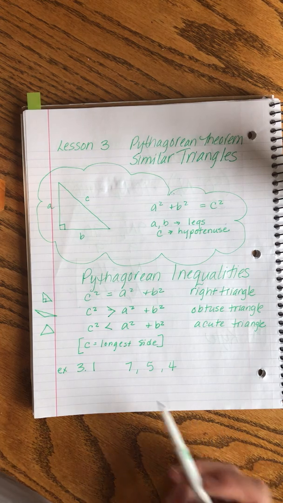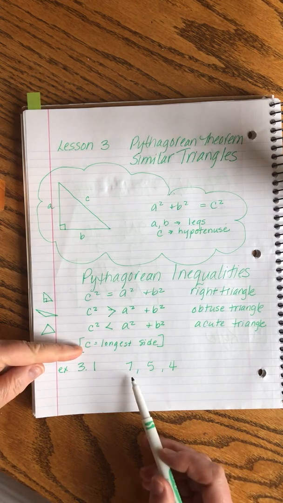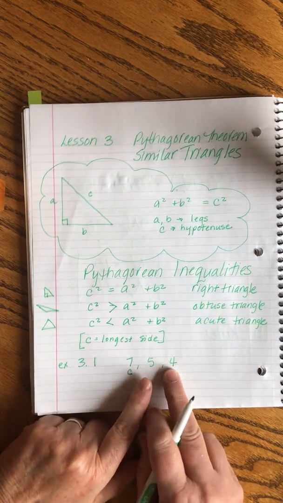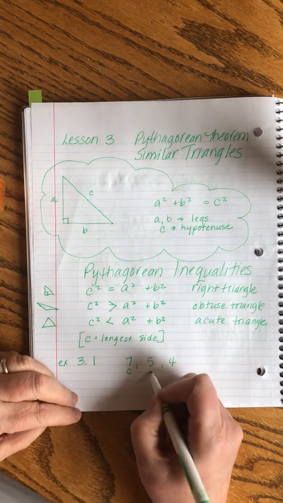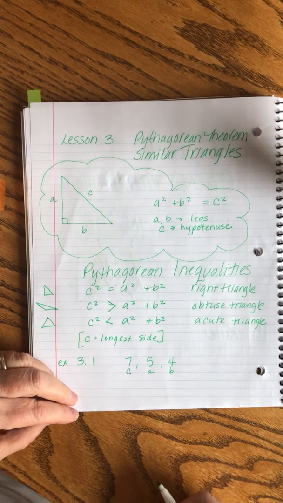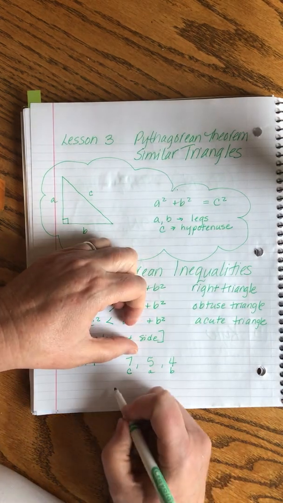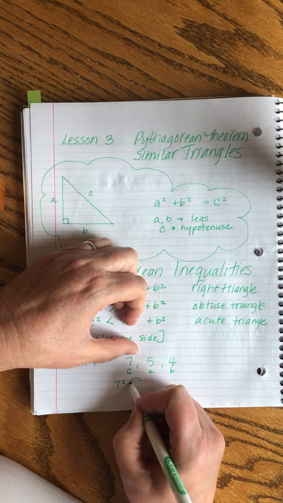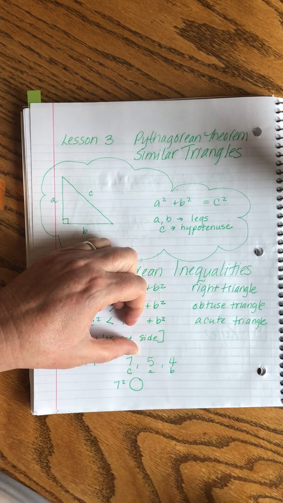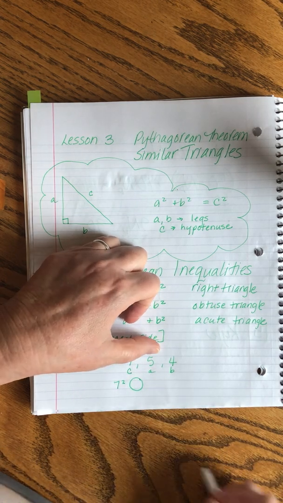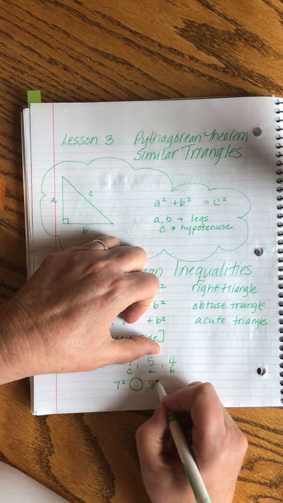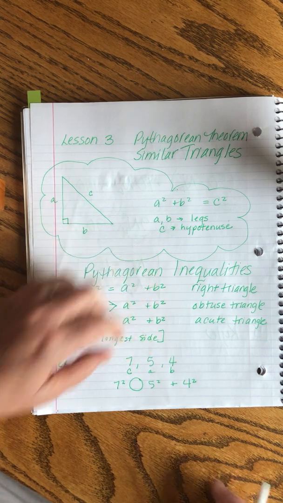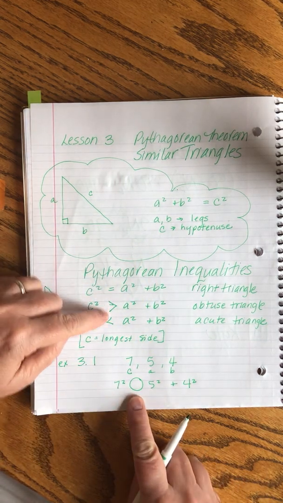Now, C should equal the longest side, so we'll let that be C, and then these we know A and B can be either one, so we'll just call that A and that B. So we're comparing 7 squared, and we don't know if it's equal, greater than, or less than, so I'm putting a circle there to indicate that we don't know yet. 5 squared plus 4 squared, okay? So we're looking to see, is it equal, greater than, or less than?